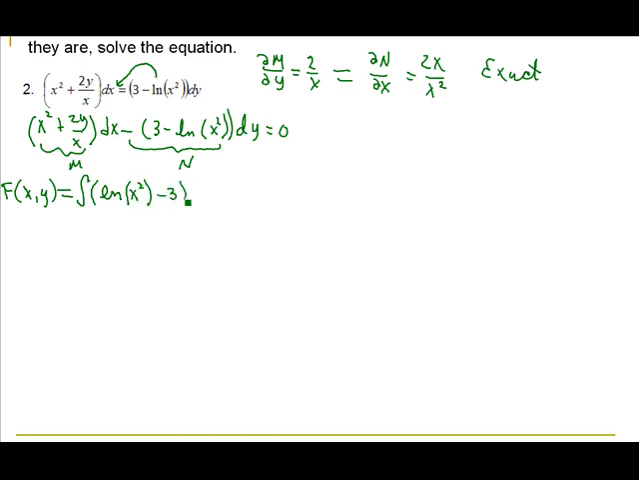minus 3, integrate with respect to y. And both of these are constants, so when you integrate with respect to y, you're just putting a y on. I'll just consider this as one constant. Natural log x squared minus 3 times y plus my function, and this time my constant is going to be possibly a function of x.